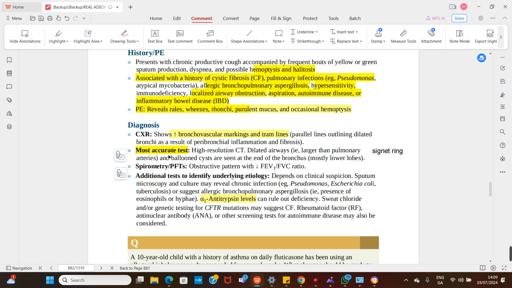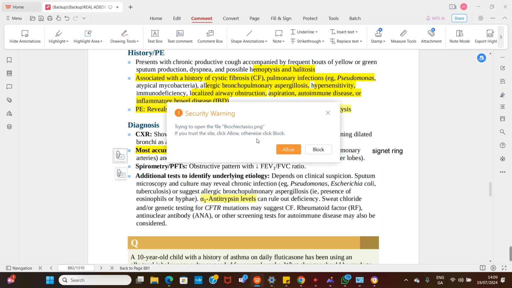The most accurate test to do is your high resolution CT, and it will show that the airways are going to be dilated. You will notice that the bronchial airways will appear larger than the pulmonary arteries. So that's a signet ring appearance. I think I have a picture depicting that.